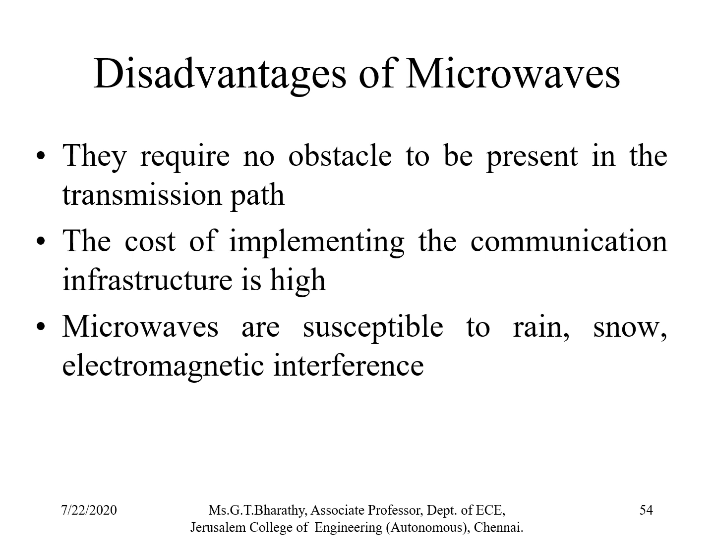Any system will have its own advantages and disadvantages. Now we will see some of the disadvantages of microwaves. First disadvantage, they require a line of sight path, that is, they require no obstacle to be present in the transmission path. Second disadvantage is the cost of implementing the communication infrastructure is very high for microwave communication. The third one is microwaves are susceptible to rain, snow and EMI, that is electromagnetic interference.